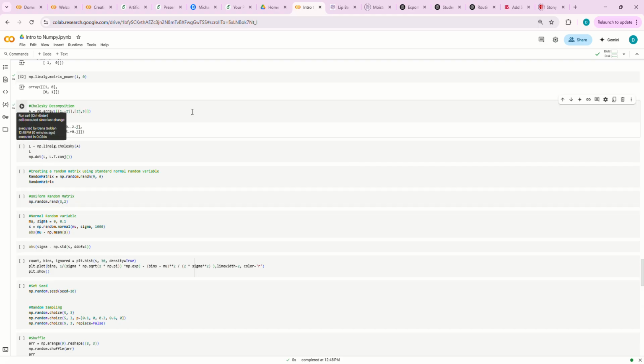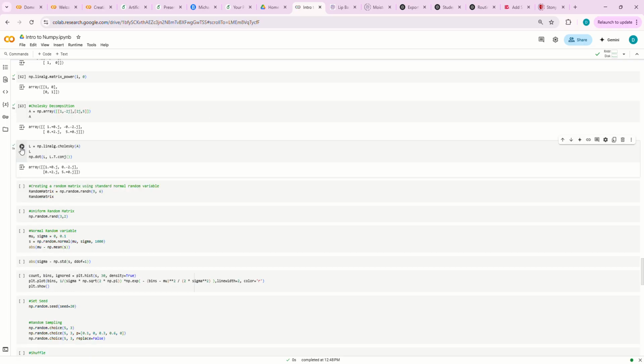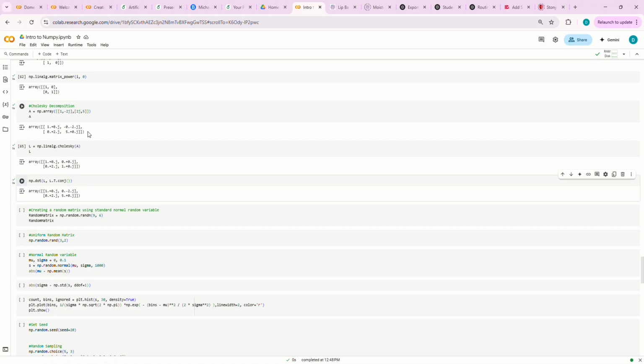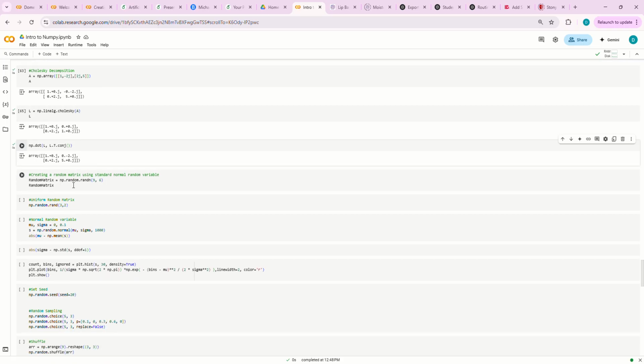Here's an array with some imaginary numbers, and then we can do Cholesky decomposition. So when we do Cholesky decomposition, we get L, and then we get back to the same matrix when we multiply L by L dot transpose. So recall Cholesky decomposition is when we take a matrix where L times L transpose is equal to the original matrix. Create a random matrix.